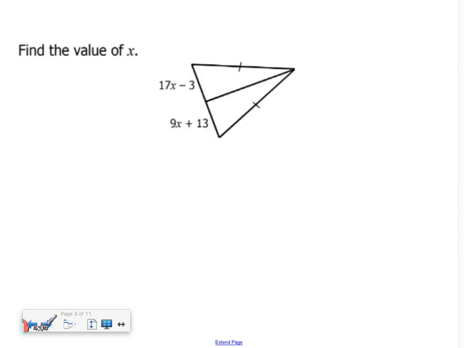Okay, this time I know C is equal distance from my endpoints. So what kind of an angle is here? Right, a right angle. And then what I know about these two little segments? They're equal. So find x.